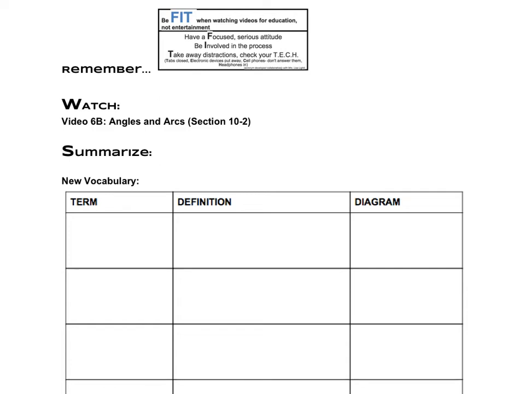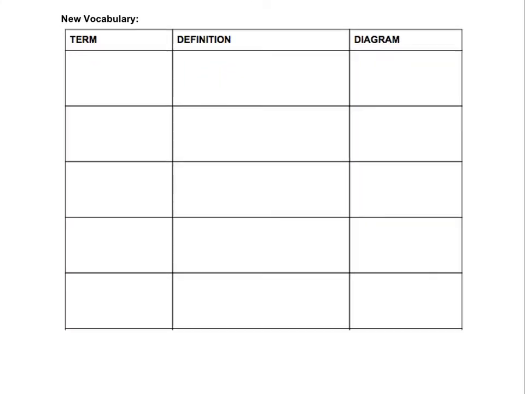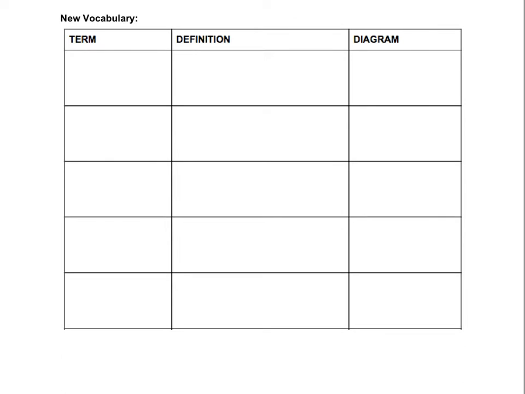Hey you guys, welcome to video 6b. This has to do with circle angles and arcs, and it comes from section 10-2 of your textbook. We're going to start again like we did before with some new vocab words, and there are 5 new ones for today. So let's get going.